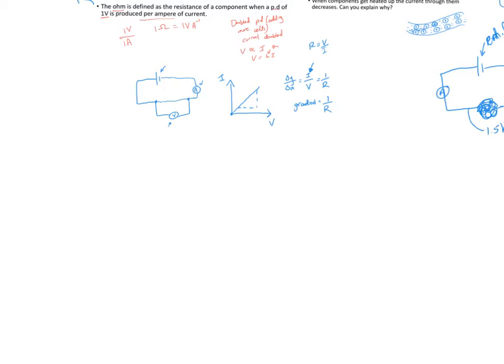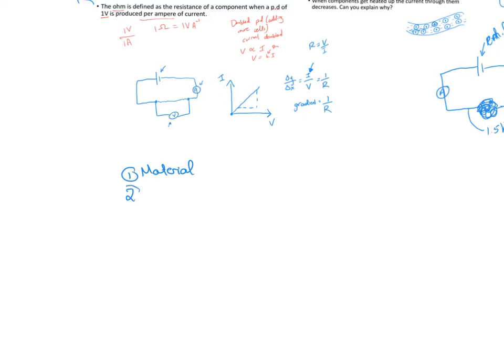Like some metals, so the material is important. Another factor that can affect it is the material, because some materials have more electrons that are free to move, so delocalized electrons, which will mean it will be a better conductor, so the resistance of that will be lower.